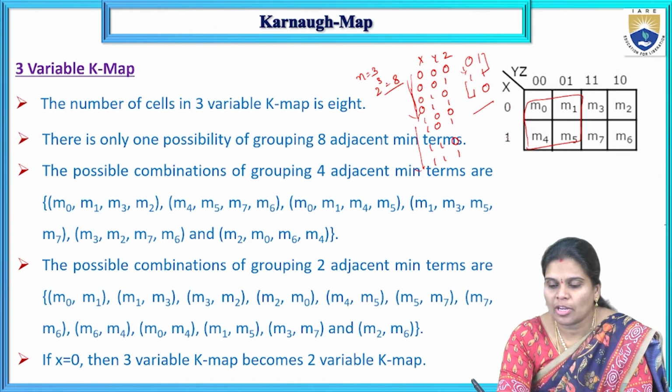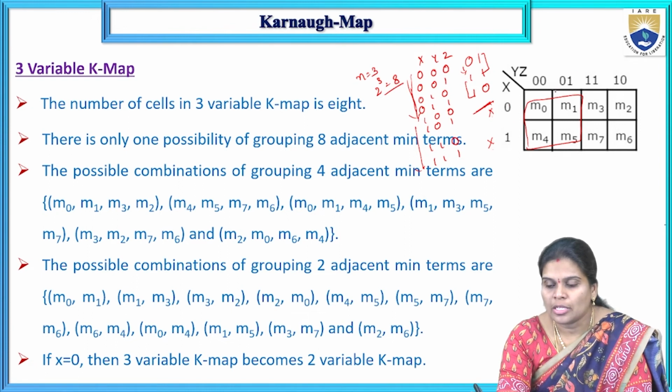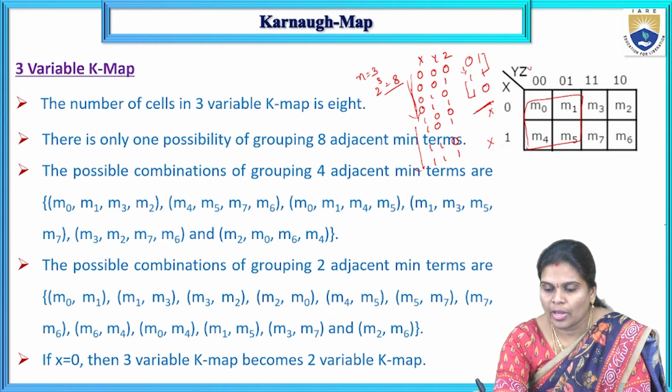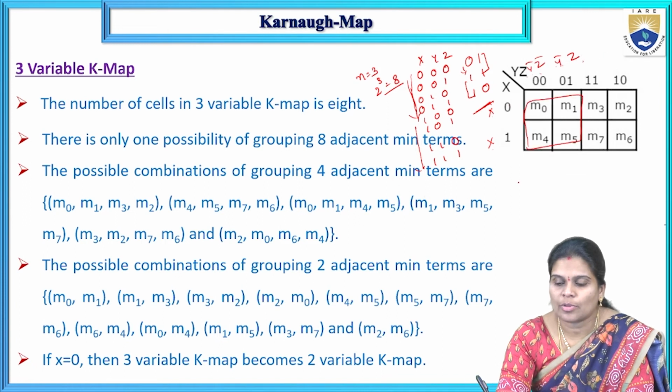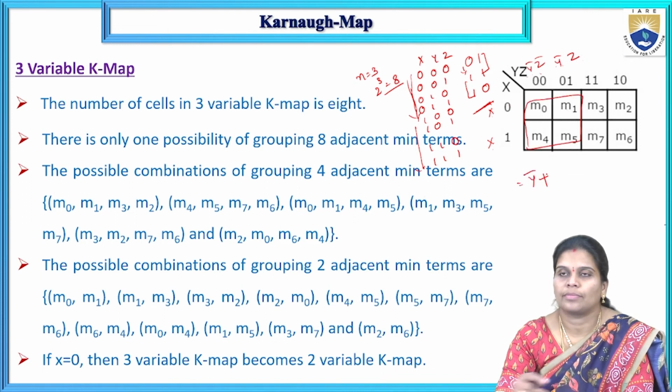So here how can we write the expression? Coming to the x variable, there is no common variable. Here the x bar is there and here the x is there, so here the complement value is there and here the true value is there. No common variable. Coming to this side, y bar z bar and y bar z. Observing the y term, both are y bar. Observing the z term, here the z bar is there, here the z is there. So now the expression is y bar.